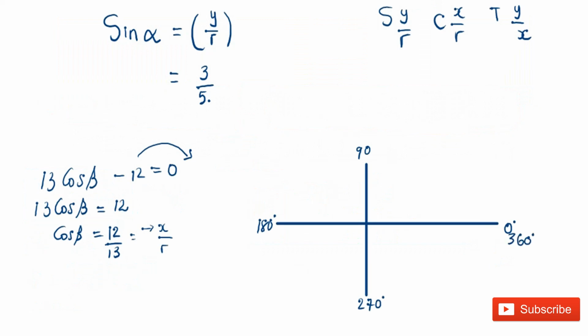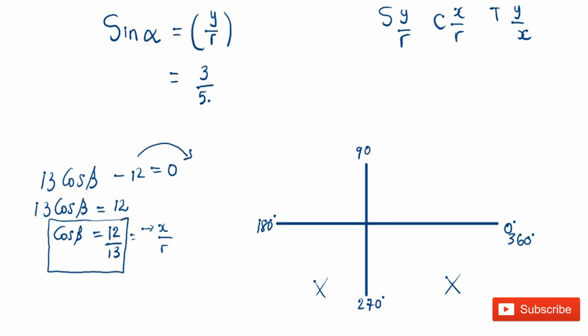Okay, from 180 degrees to 360. So those are the two quadrants that we're going to be working in, right? But hey, what else do we see here? We see that our cos beta is positive, right?